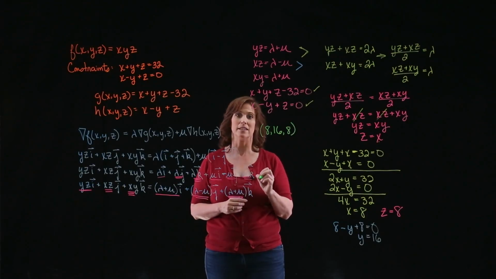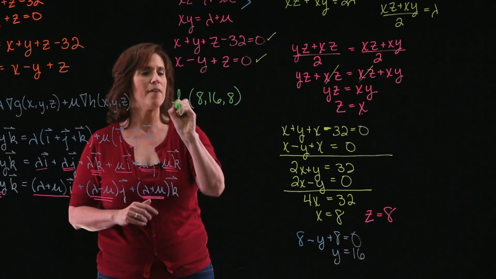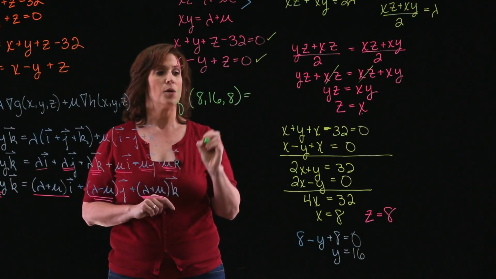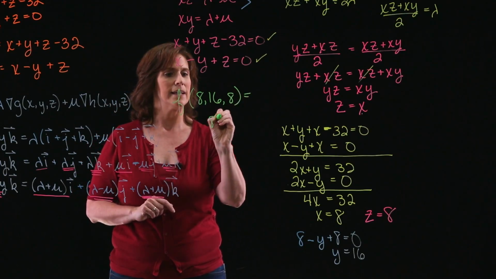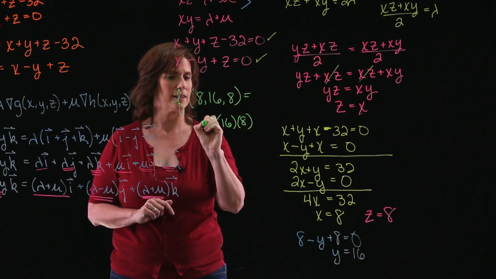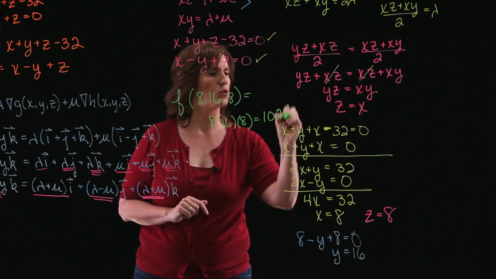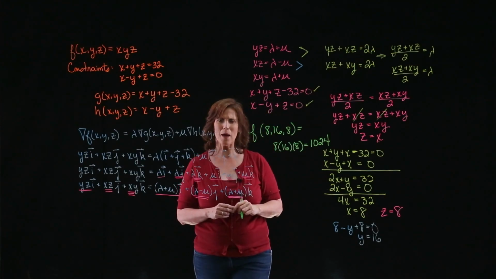Well, we just have to plug it into the original problem. So I actually want to calculate f of that point. So I'm going to have 8 times 16 times 8, which is 1,024. I hope that was helpful.